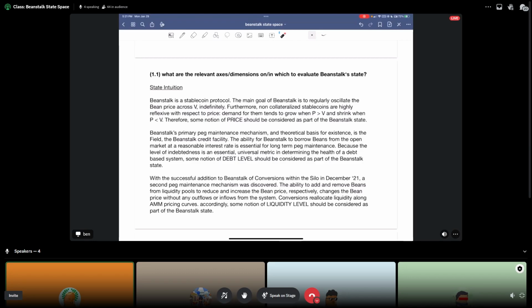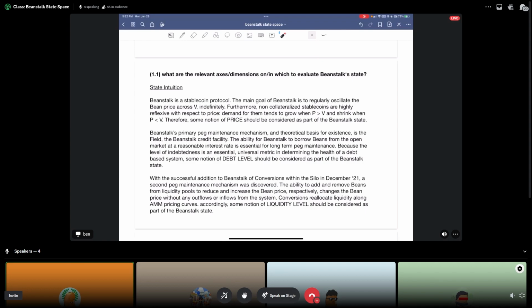Right? Beanstalk wants to be close to its ideal state. How far away it is and its momentum towards or away from ideal state, these are the things that we're talking about here. So price seems to be very important. Debt level seems to be very important. And those were the two axes on which the original Beanstalk model was created. But over time, via the introduction of Convert and just Beanstalk running, it's become very clear that the liquidity levels of the system are very important as well in terms of determining its health.